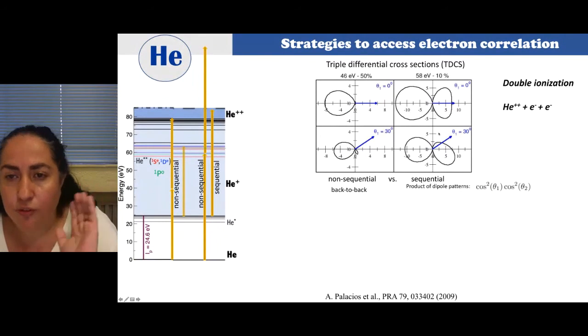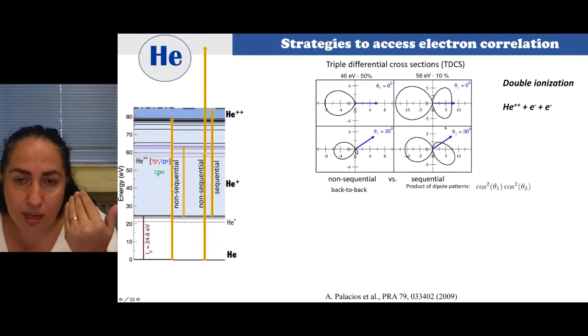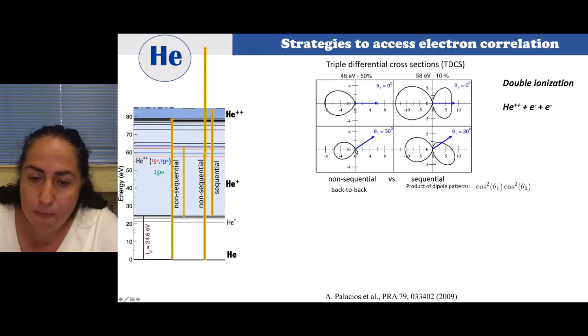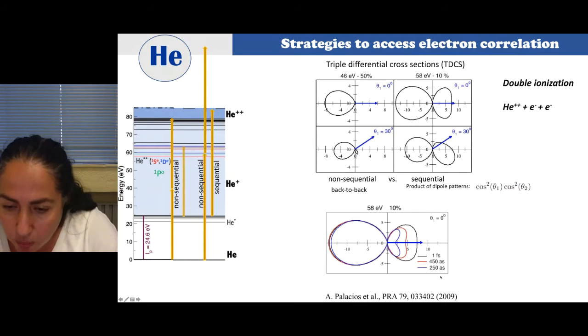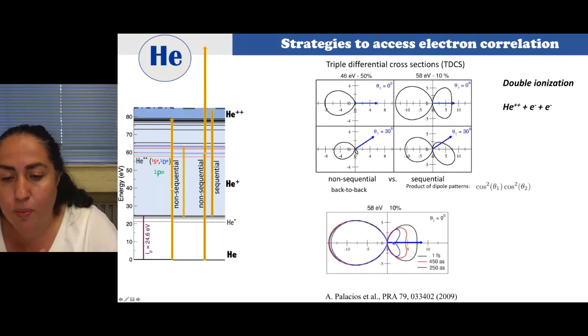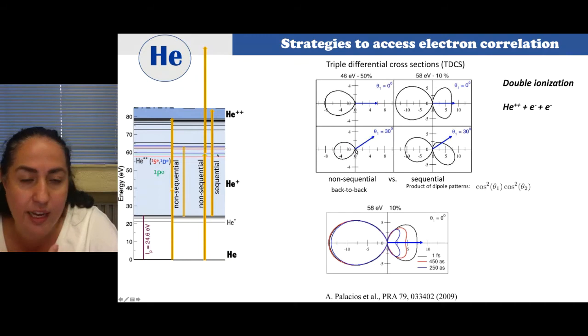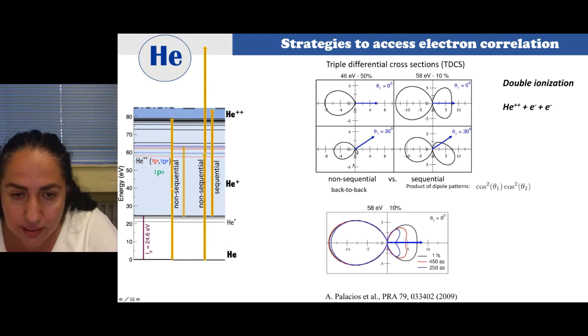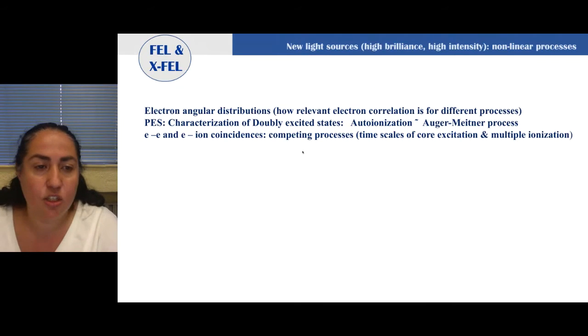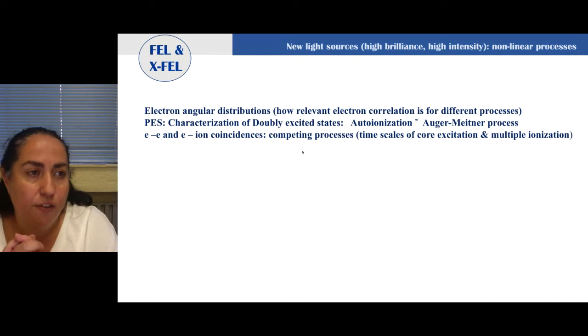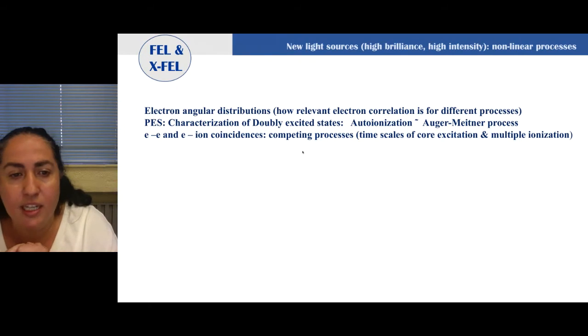More interestingly, with free electron lasers nowadays, we can even look at the time scales of these processes, because if we look at these sequential and non-sequential competing processes, and we irradiate the atom with shorter and shorter pulses, we see that this uncorrelated behavior goes to a quite correlated one. So basically, it's giving us information about the time that this sequential process takes to happen. So all this data should be revisited now that we have the capability of really accessing it experimentally. So in brief, free electron lasers, even in atoms, allow us to understand how relevant electron correlation is for different mechanisms.